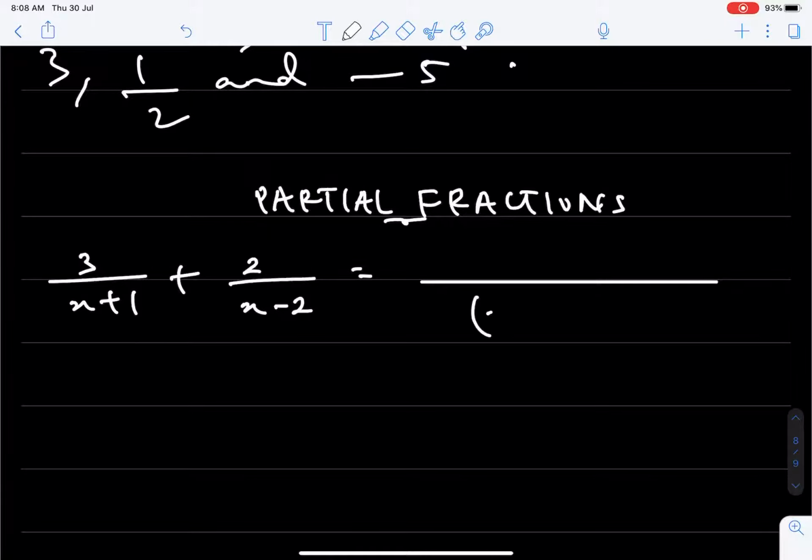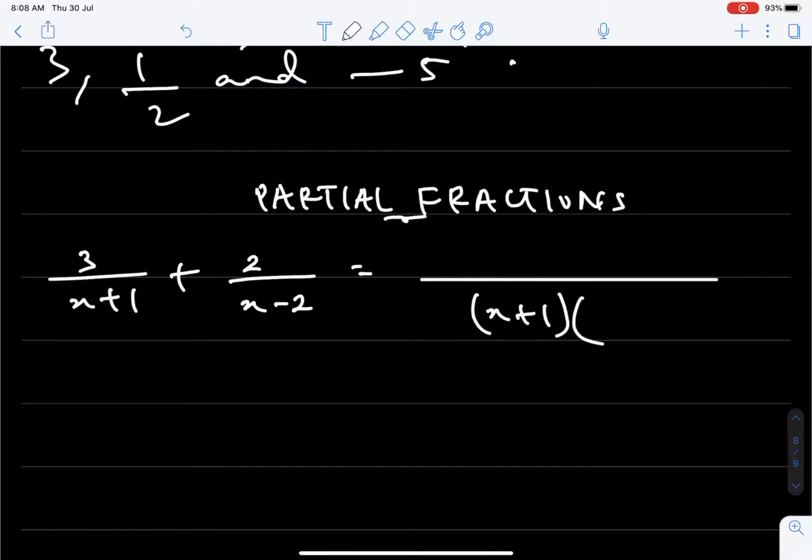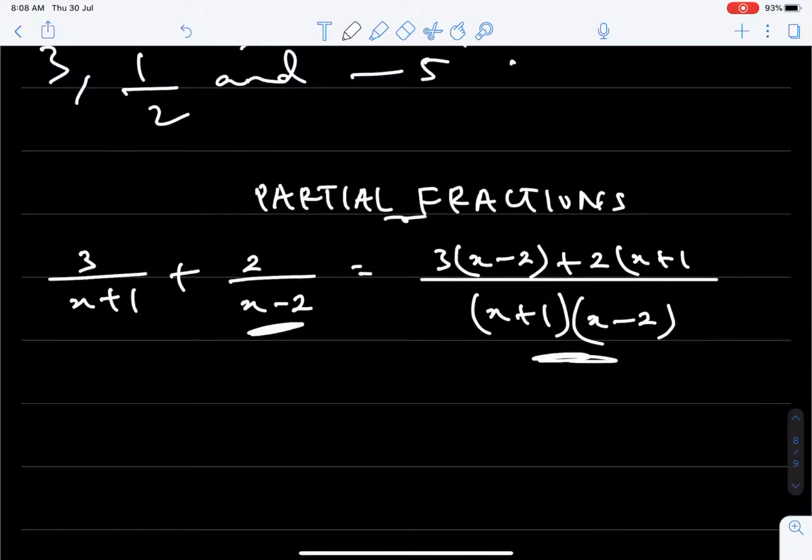The LCM of the denominators is x plus 1 times x minus 2. X plus 1 times x minus 2 divided by x plus 1 is x minus 2, and we multiply that by the numerator of the first fraction, which is 3 times x minus 2, plus 2 times this LCM divided by x minus 2, which is x plus 1, and we multiply that by the numerator. That's 2 times x plus 1.